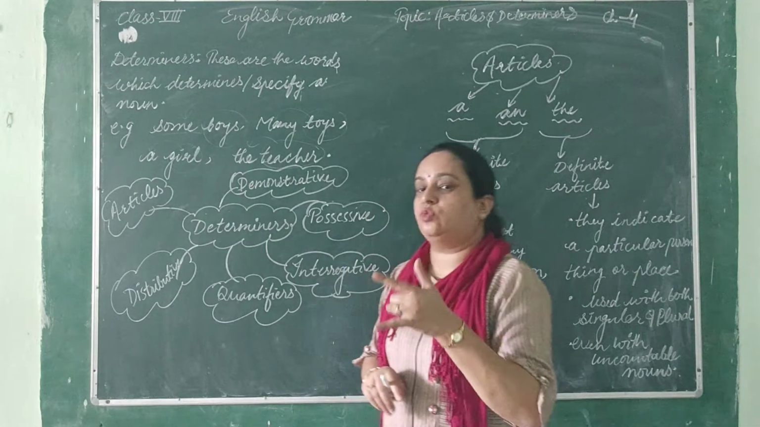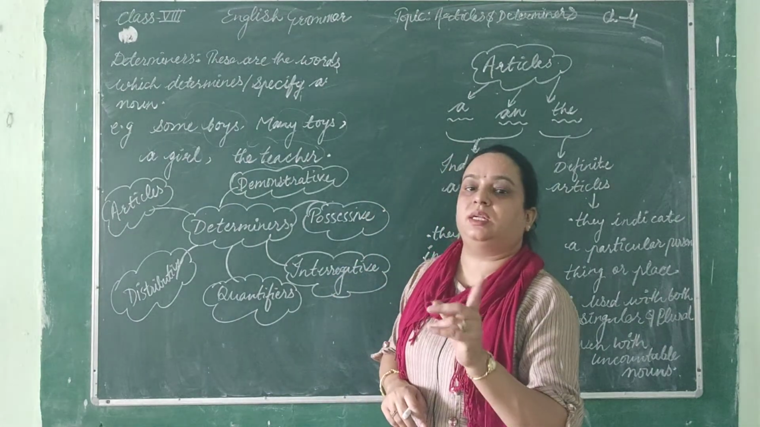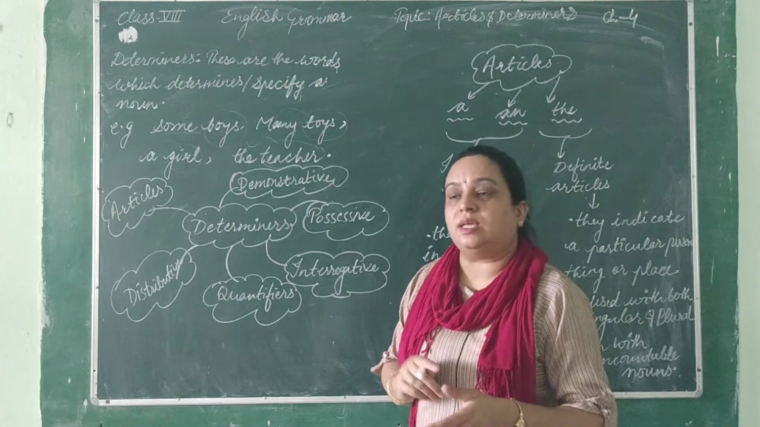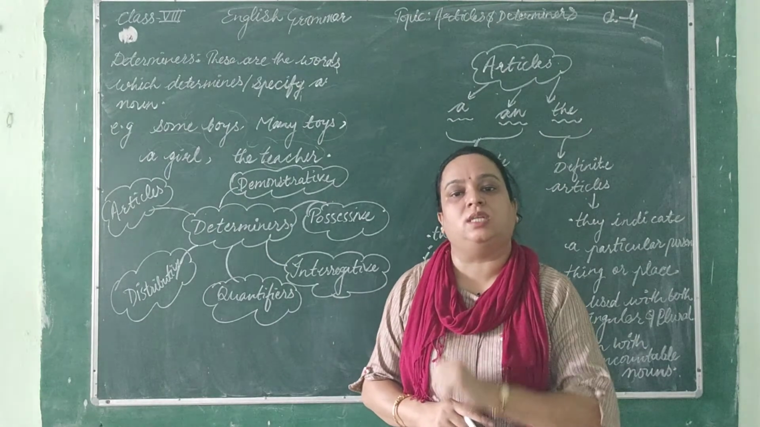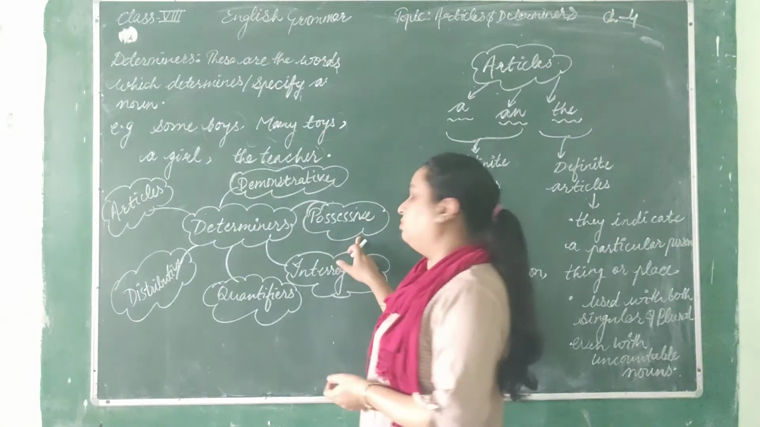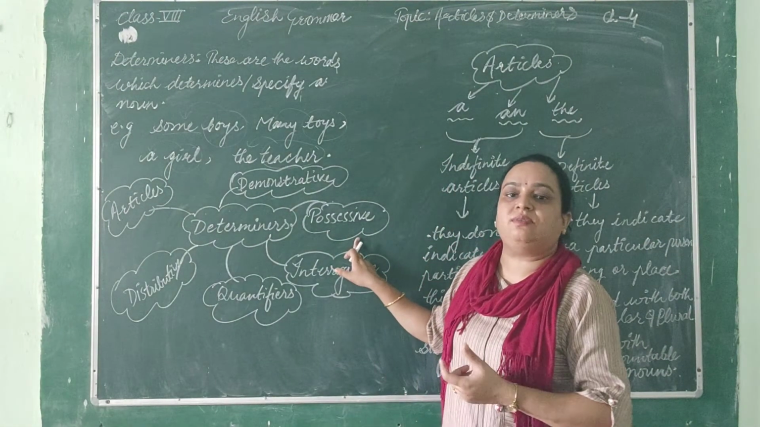So the words which are there are this, that, these, those and such. In your book it may happen that this, that, these, those is given, but you have to add one more, that is such. In some cases it is yonder also and certain also. Okay, next one is possessive. What is possessive?